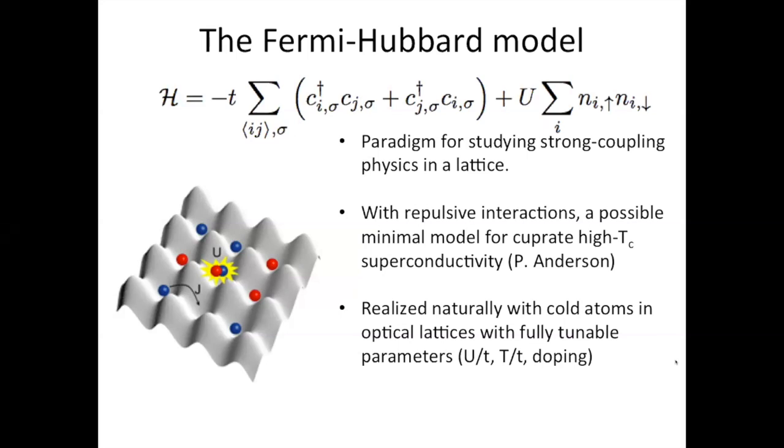For example, we can tune the tunneling by varying the intensity of the laser beams to control the lattice depth, or we can control the interactions using a tool known as a Feshbach resonance. In the lab, it's simply changing a magnetic field. So we can vary all the parameters of this Hamiltonian. For example, we can vary the ratio of U over t over orders of magnitude. We can vary the temperature of the system over a very large range. We can also vary the doping: if we change the number of atoms in the lattice, that changes the density, and we can think of the system as being hole doped or particle doped.